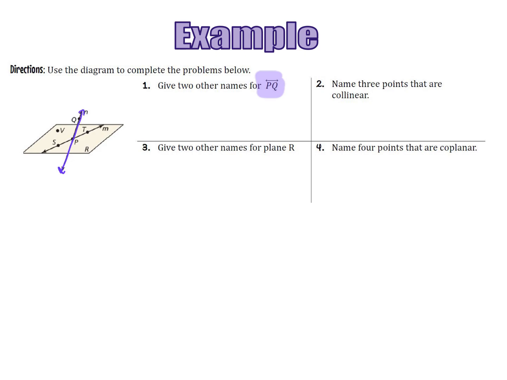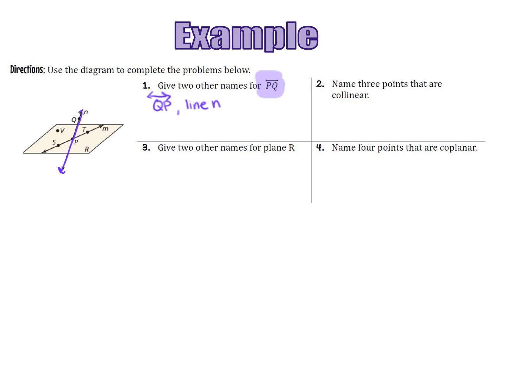So a line can be defined with any 2 points. We could also define this line, or we could call this line QP. Since it goes forever in both directions, the order of the letters doesn't matter. And then, what is this letter here? There's a little lowercase n, and it's not related to a coordinate, so we could also call this line N.